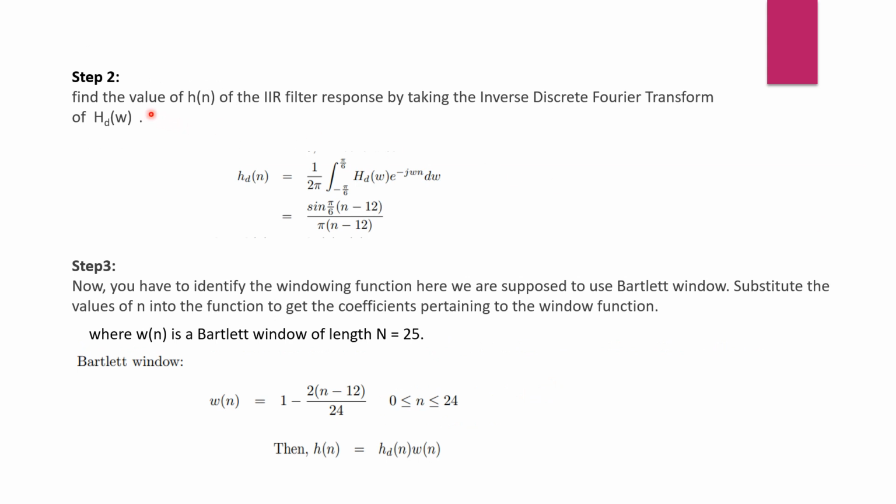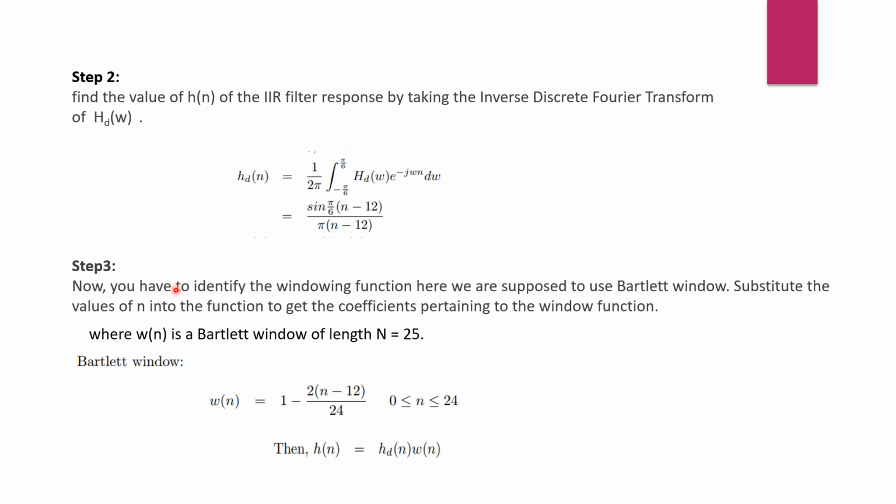The next step is to find out the value of h of n of the FIR filter response by taking the inverse discrete Fourier transform of capital H d of omega. Small h d of n can be given as 1 by 2 pi integral minus pi by 6 to plus pi by 6 capital H d of omega into e to the power j omega n d omega. After calculating, we will find out the value of small h d of n as sine of pi by 6 into (n minus 12) divided by pi into (n minus 12).